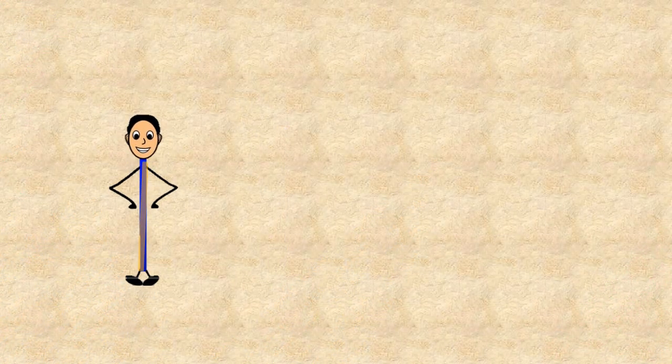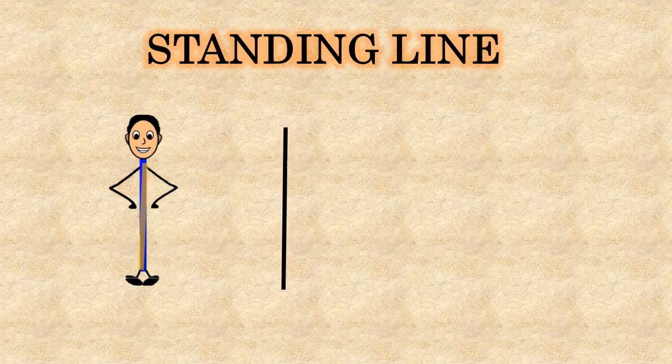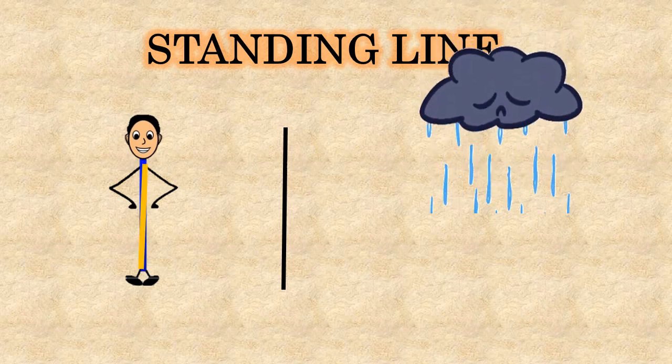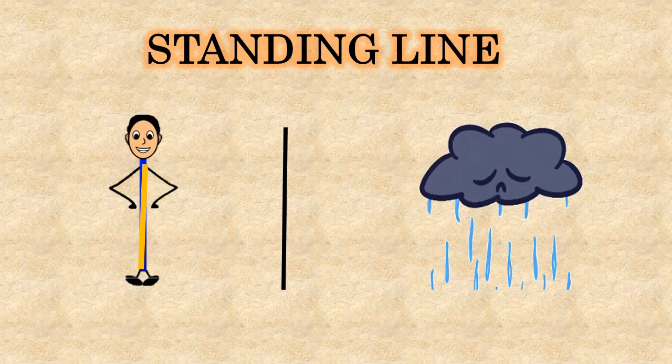This is a line. Doesn't it look like the line is standing? Let us call it a standing line. It is a vertical line. Rain is a standing line.